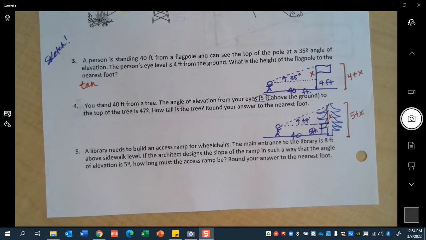Yeah. So for questions about elevation and depression, is it pretty much always gonna be tangent? Depends on what you're solving for. If they ask me for the distance from me to the top of the tree, that'll involve the hypotenuse. It just depends on what they're asking for.